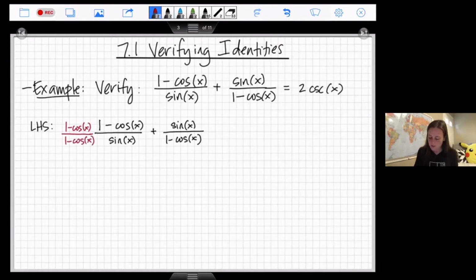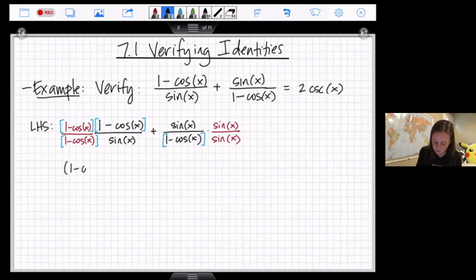And then on the right, I'm going to need a sine. So give me a sine. It's probably going to be helpful to put the 1 minus cosines in parentheses. We're going to have to be careful with this. Up top, I've got 1 minus cosine x times 1 minus cosine x. I don't know what I'm going to do with that, but I'm going to write that as 1 minus cosine x squared. And then on the bottom, I've got 1 minus cosine x times sine x.